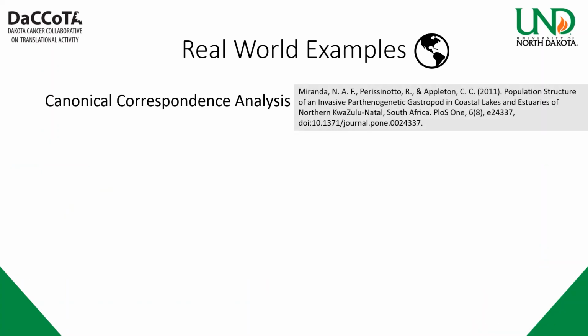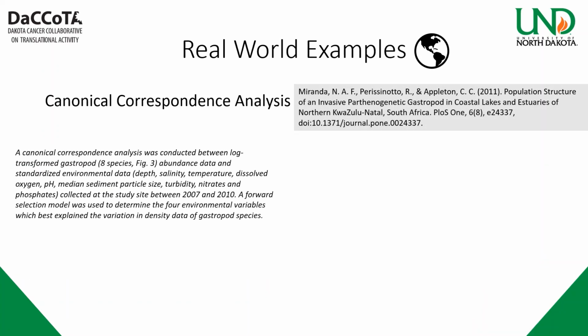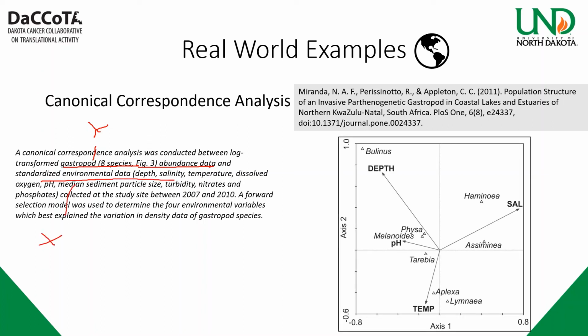Canonical correlation of this population structure. We have gastropod species abundance data, that's our Y matrix, and our environmental data is our X matrix, and this is what they get here. Again, we see the different species, those Ys, and then our Xs. You can see, for example, that salinity seems to be most associated with these species, where depth is more associated with that one, and so forth.